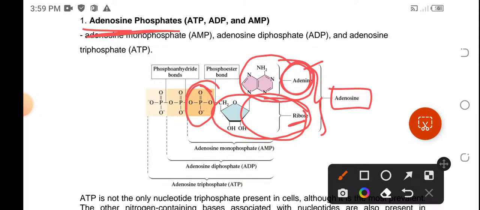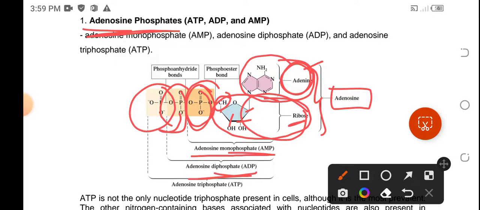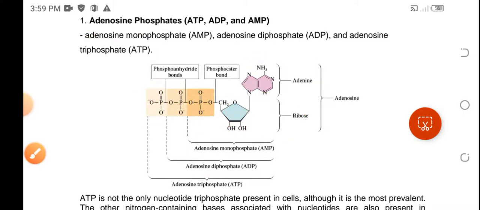Okay, so kapag iisa lang yung phosphate group na naka-attach dito sa fifth carbon ng ating pentose sugar, we have adenosine monophosphate. Okay? And then the second phosphate group would be attached to that first phosphate. So magiging dalawa na sila. That's why we have adenosine diphosphate. And for it to be triphosphate, of course, we need the third phosphate group to be attached on the second. And that's the structure of our ATP, ADP, and AMP.